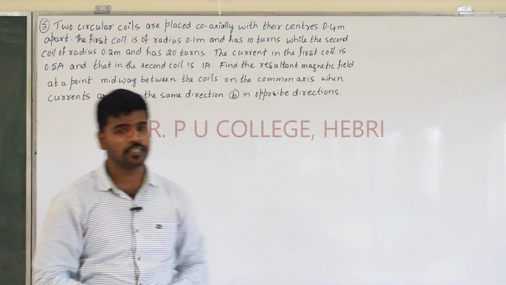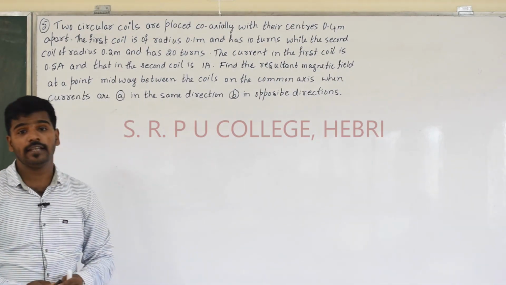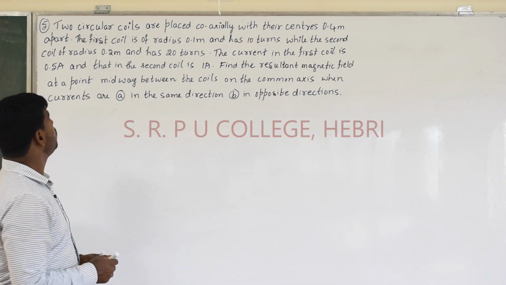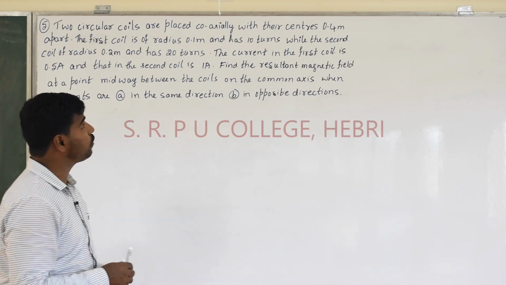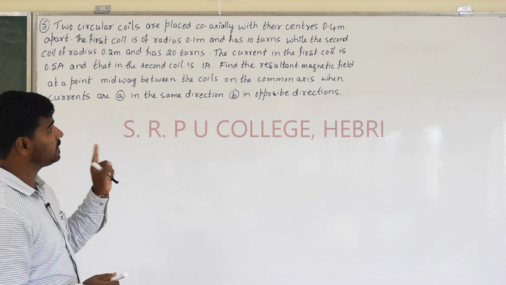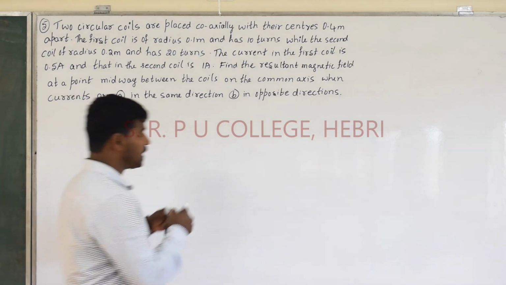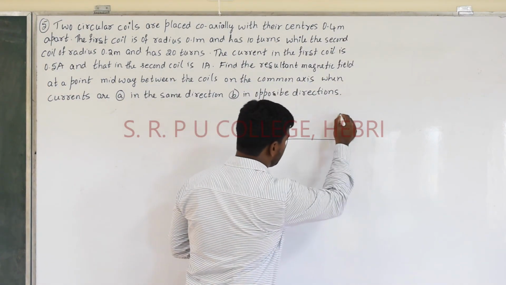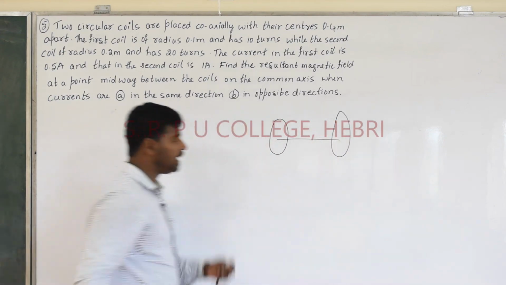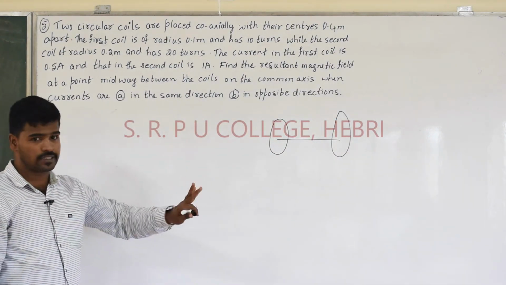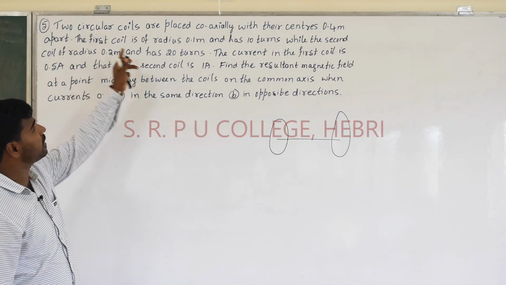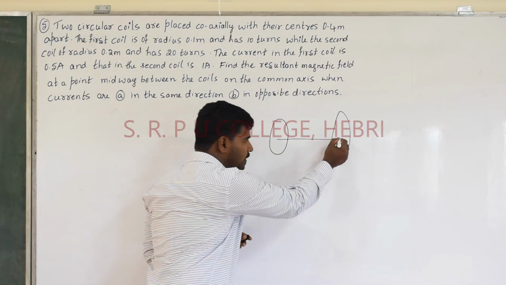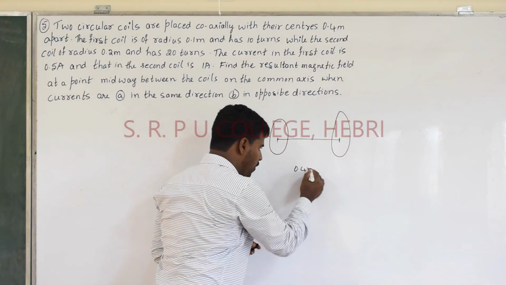Hello students, in this session we will see the next numerical based on moving charges and magnetism. Question number 5: two circular coils are placed coaxially with their centers 0.4 meter apart. Coaxially means the axes of the two coils are the same. That is why it is given that the distance between the centers of the two coils is 0.4 meter.